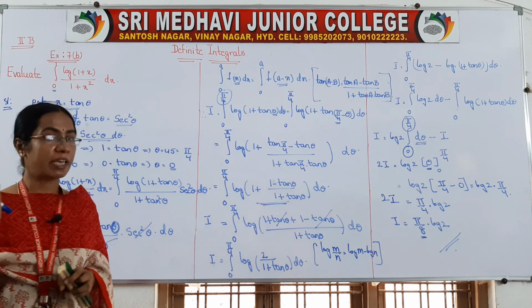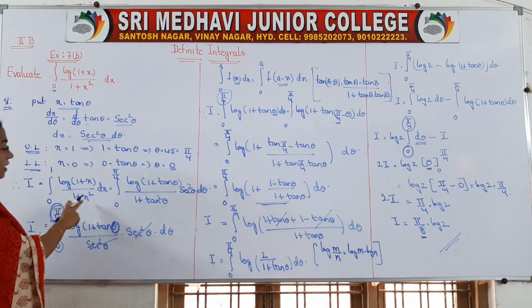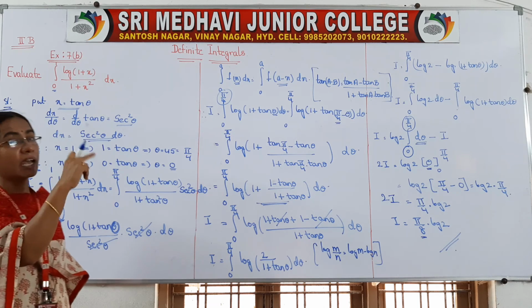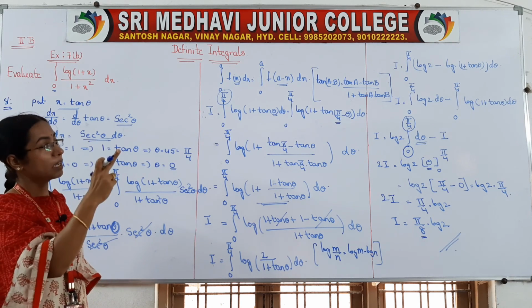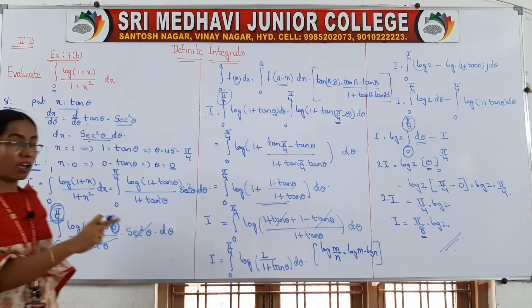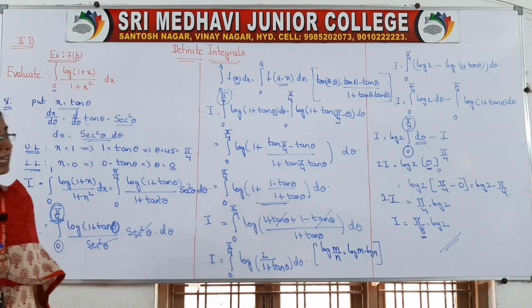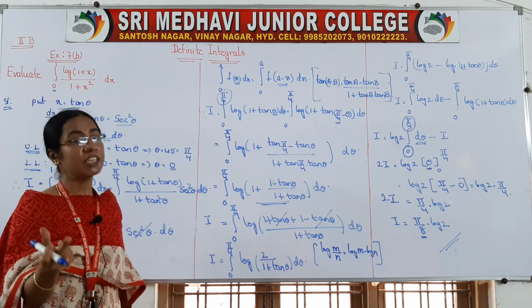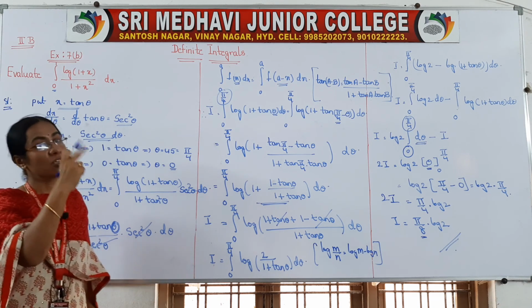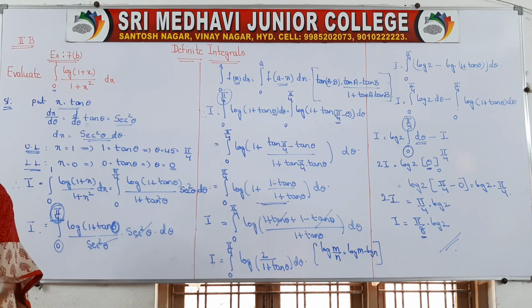Okay, so be careful. How many formulas did we use here? We have taken 1 plus tan square theta as secant square theta, one trigonometric formula, and tan of a minus b is equal to tan a minus tan b by 1 plus tan a into tan b, again a trigonometric formula. And one logarithm formula we used, log of m by n is log m minus log n. And another definite integral formula: whenever the limits are 0 to a, integral of f of x dx is integral 0 to a f of a minus x dx. So that formula we used.